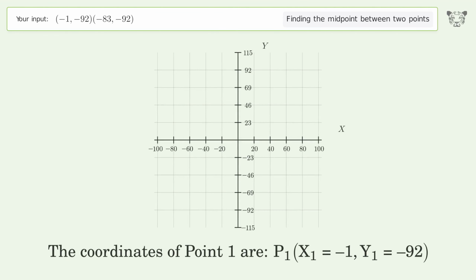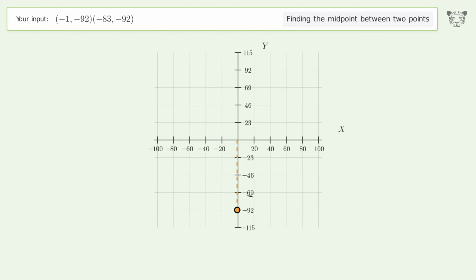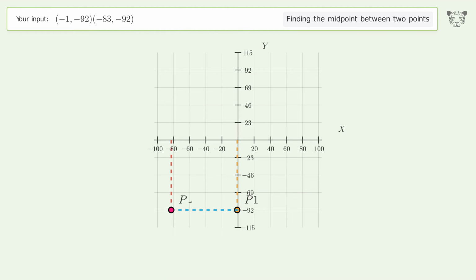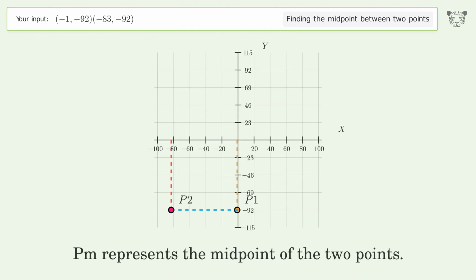The coordinates of point 1 are x1 equals -1, y1 equals -92. The coordinates of point 2 are x2 equals -83, y2 equals -92. PM represents the midpoint of the 2 points.